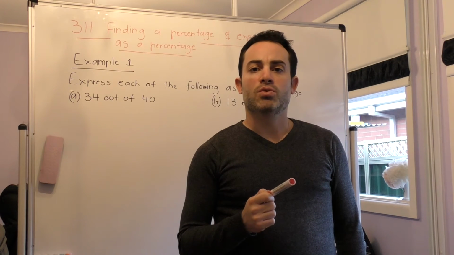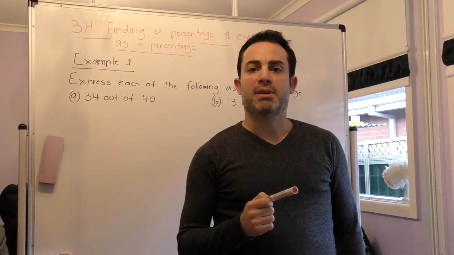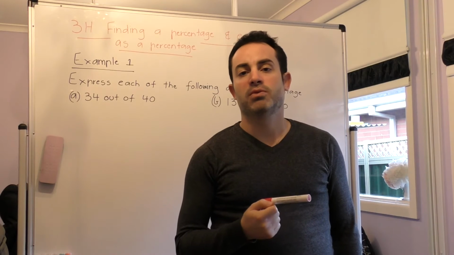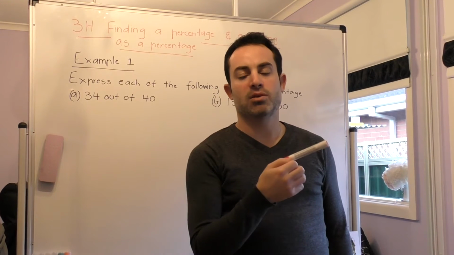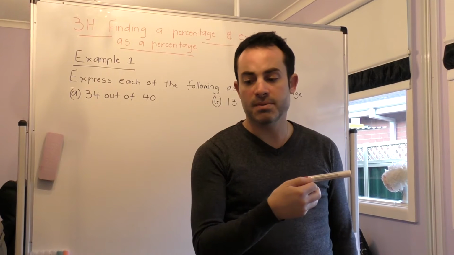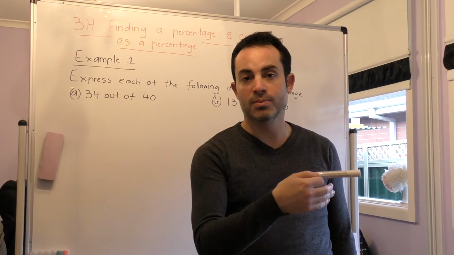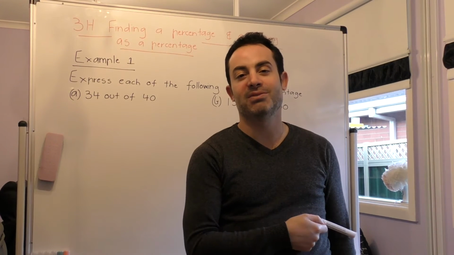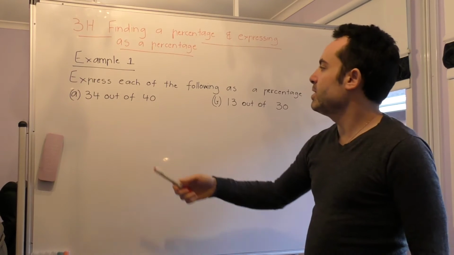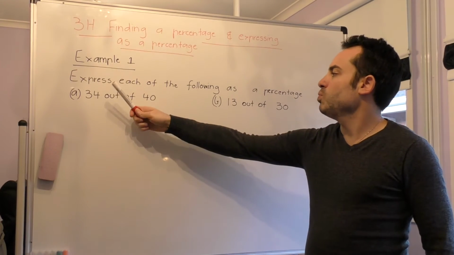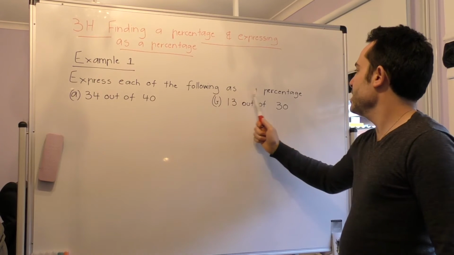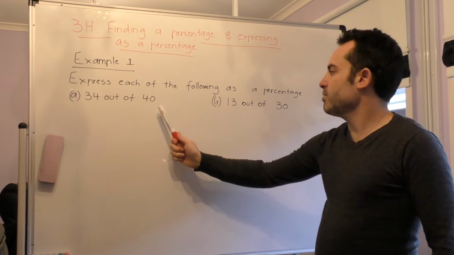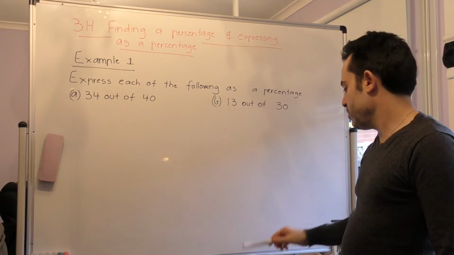When we are working with percentages, and we're given a score and have to convert that to a percentage, we write the score as a fraction. It's always the amount of points that I received, divided by the total, then times that by 100, and that will give you a percentage. So let's have a look at these examples here. We'll start with the first example. It says, express each of the following as a percentage: 34 out of 40 and 13 out of 30.